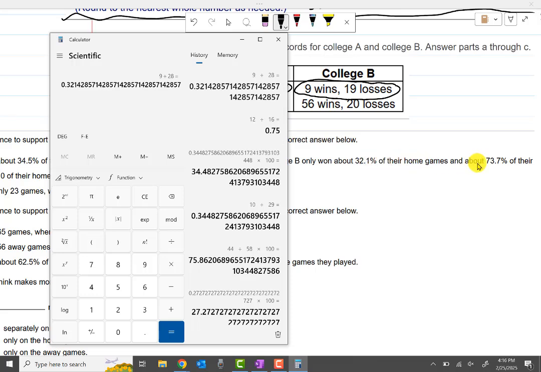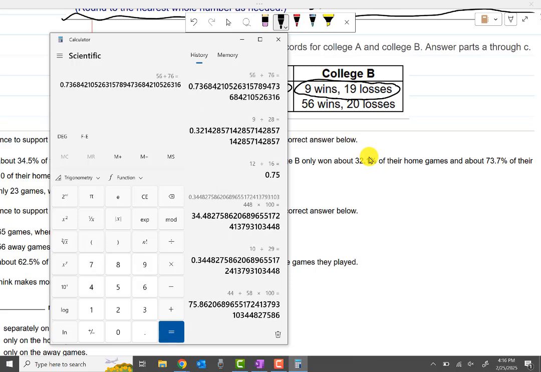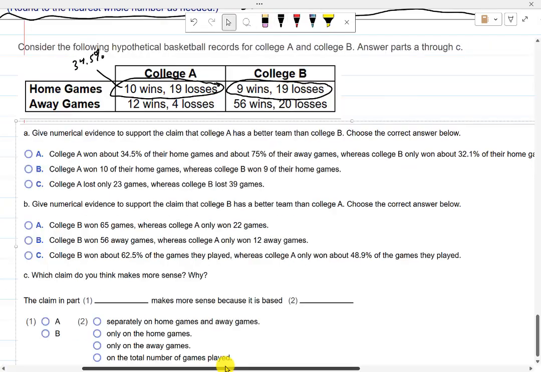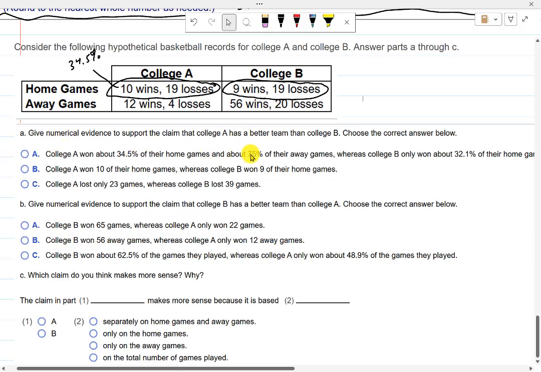And then about 73.7% of their away games. So here I'm going to look at 56 out of a total of 76. So 56 divided by 76, and I'll multiply by 100. And that does round to 73.7%. Very good. Let's take a look at some of the other options here. So these numbers are accurate.